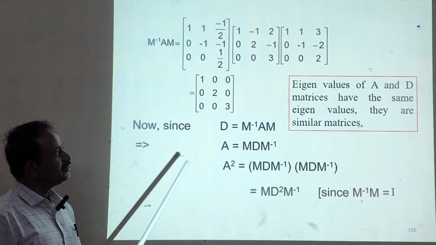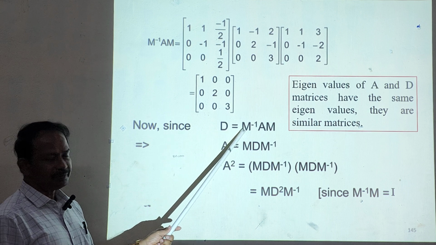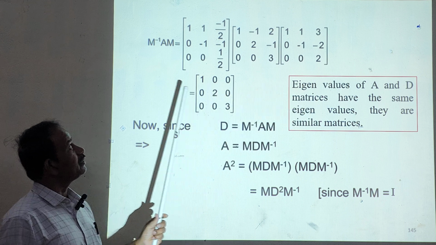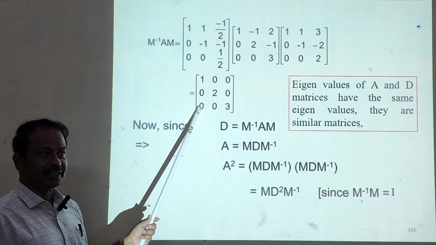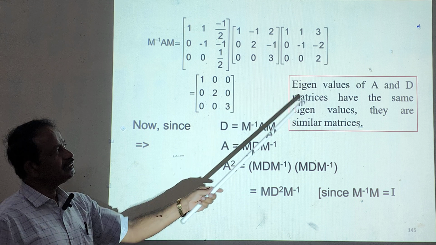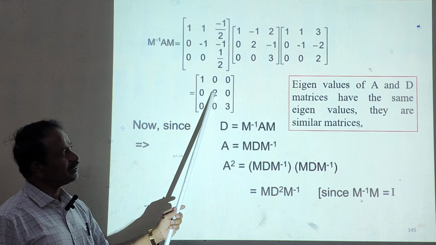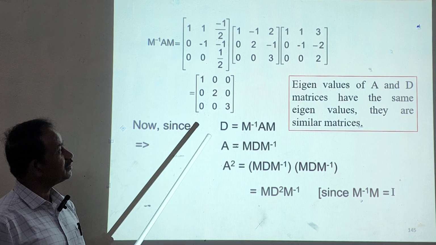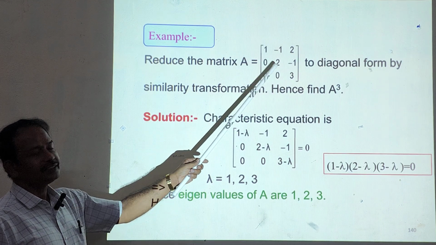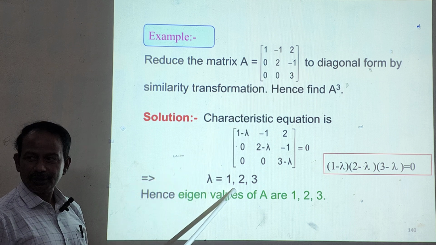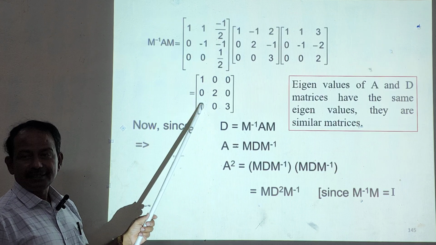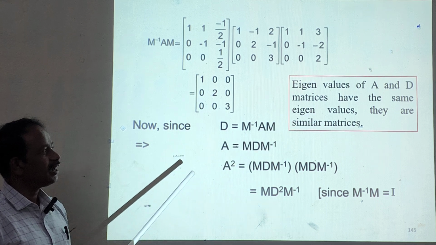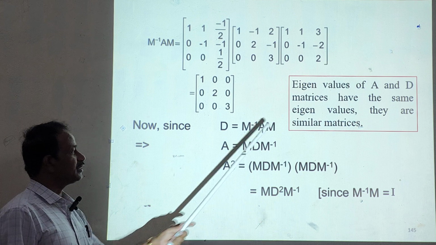So your diagonal matrix will be m inverse AM, which we have done. Now the eigenvalues of A and D. This is your D. This is not diagonal, so we have diagonalized. So the D matrix and the A matrix will have the same eigenvalues. Just look here. This is your A matrix; the eigenvalues are 1, 2, 3. This is your D matrix; the eigenvalues are again 1, 2, 3. So both will have the same eigenvalues, and so they are called similar matrices.